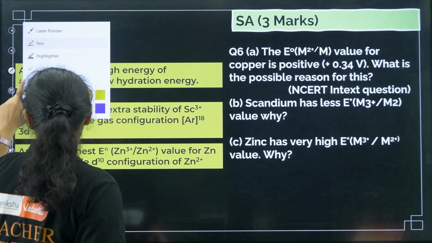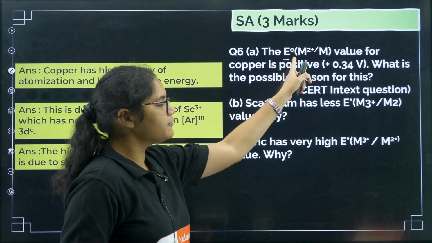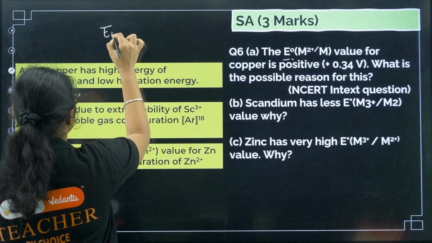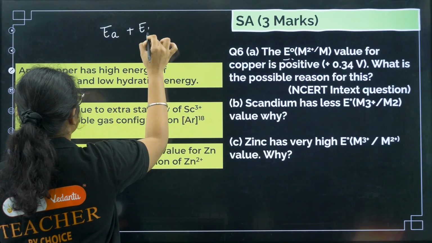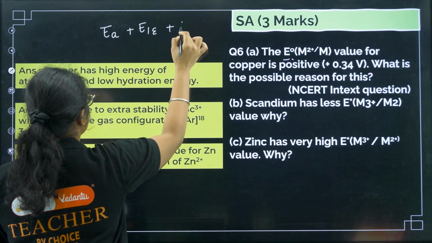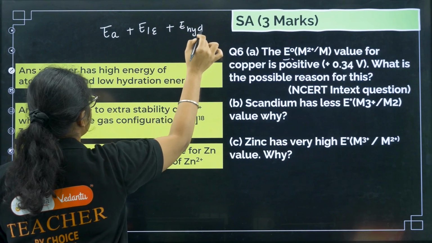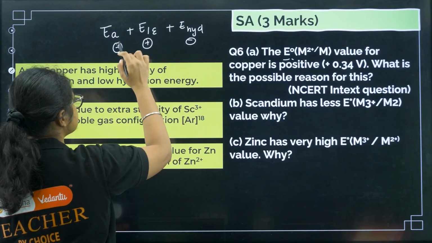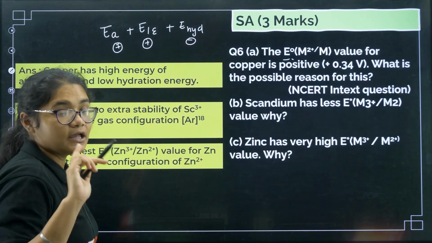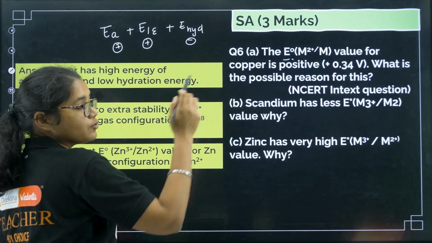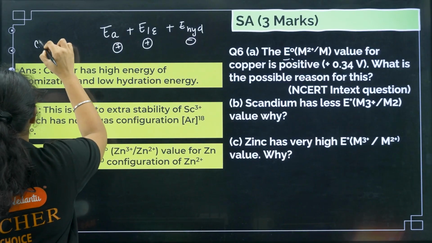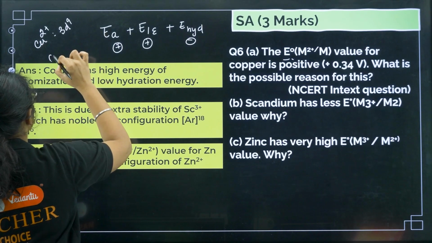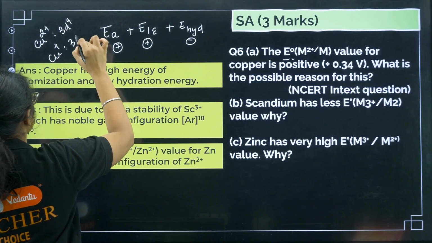So now you see that the E0 value is affected by 3 factors. What is it? Enthalpy of atomization, enthalpy of ionization, and enthalpy of hydration, right? These 2 values are positive and this value is negative, means these 2 are endothermic, this is exothermic. Now if you remember, copper 2+, the electronic configuration is what? 3d9, right? So Cu+ is 3d10.